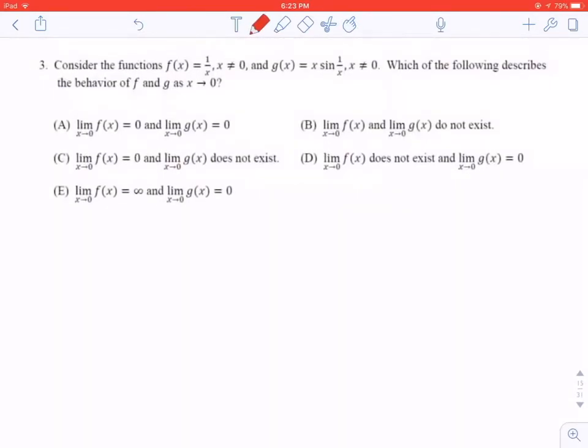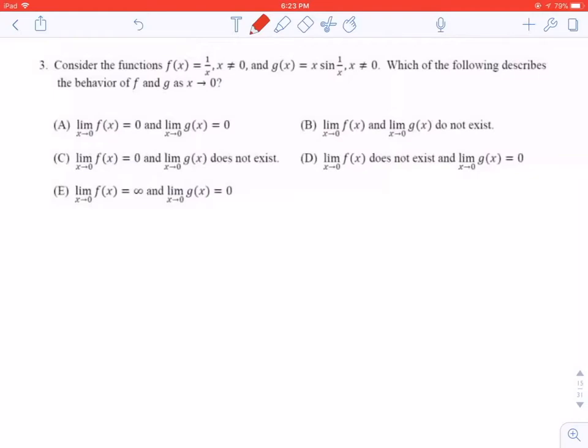Number 3. There's a lot to take in for this. Let's read it and try to see where we can focus our attention. Consider the functions f of x equals 1 over x, as long as x doesn't equal 0, and g of x equals x sine of 1 over x, where x doesn't equal 0. Which of the following describes the behavior of f and g as x approaches 0?